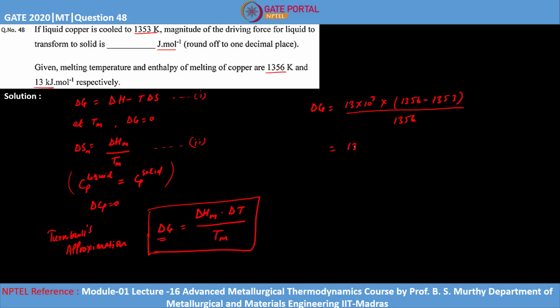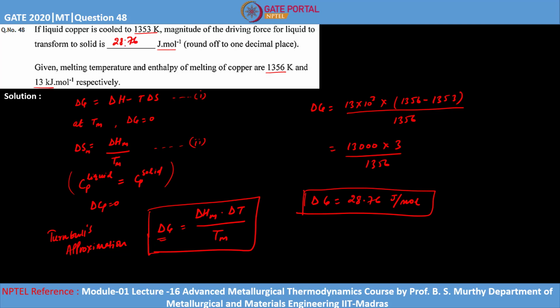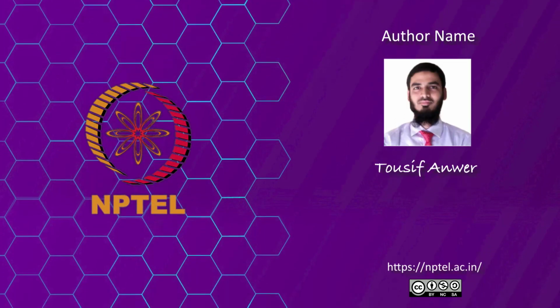So if you simplify it, 13,000 times 3 upon 1356. So finally you will get the value of delta G equals 28.76 joule per mole. So this will be the value of driving force for this transformation. So the right answer is 28.76. Thank you.